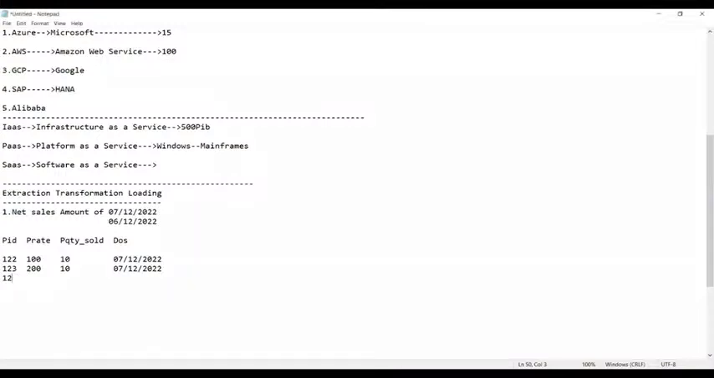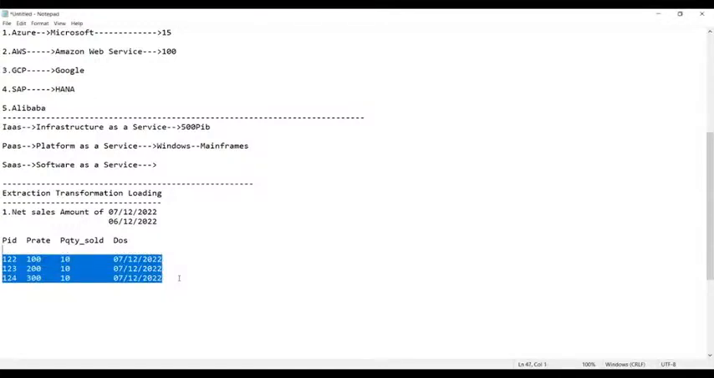So now, again, here 124 is the product ID, and the rate of the product is, let us say, 300. And then we have quantity sold as 10 pieces. And here you have 07/12/2022. Am I right, everyone? This is the data which we have collected from the 7th day of December 2022.